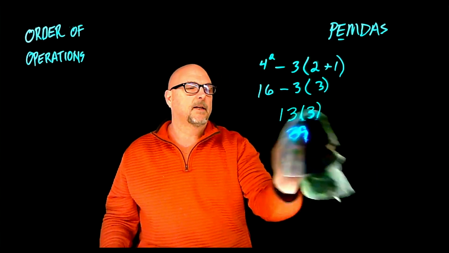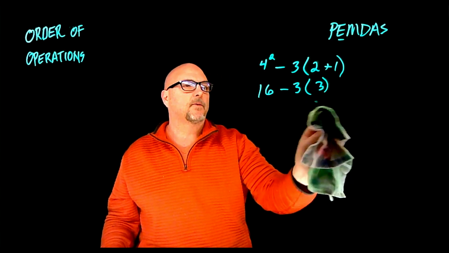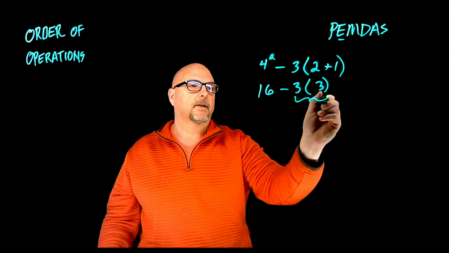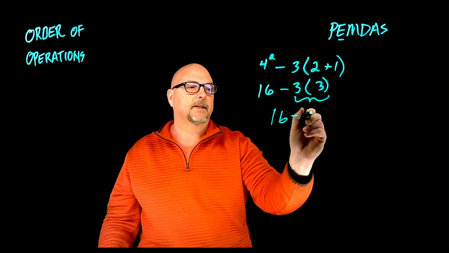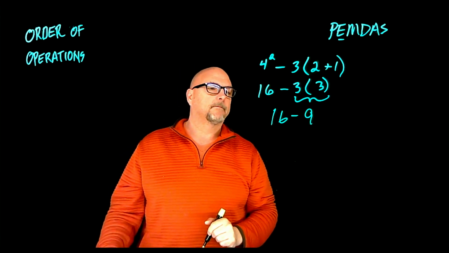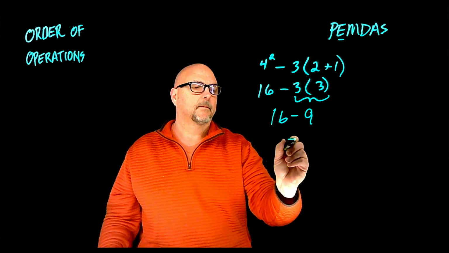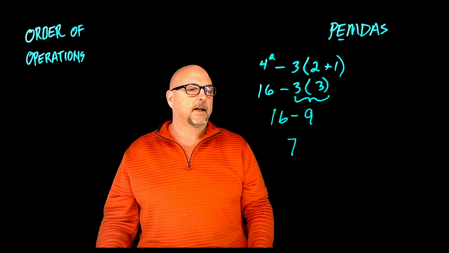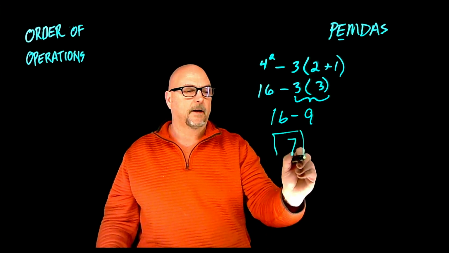So one of the things that you need to remember is you don't just go through left to right. You go and multiply first. So I'd have 16 minus 9. And 16 minus 9, well, that equals what? 7? So 16 minus 9 is 7. So we go ahead and say that this is our final answer.